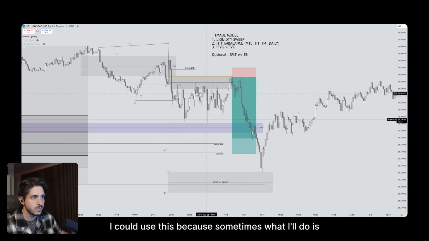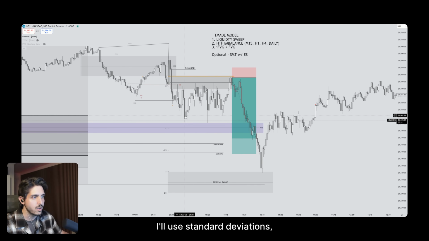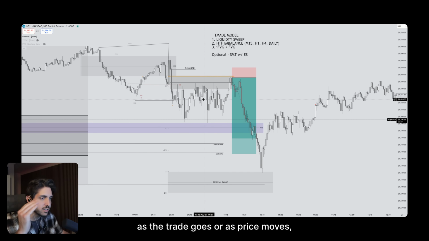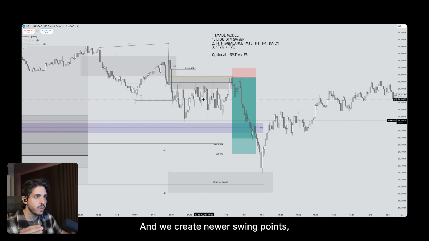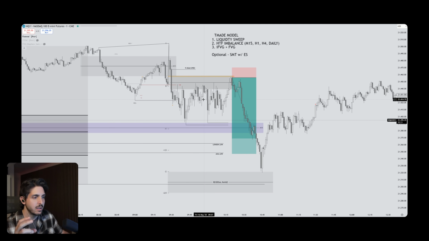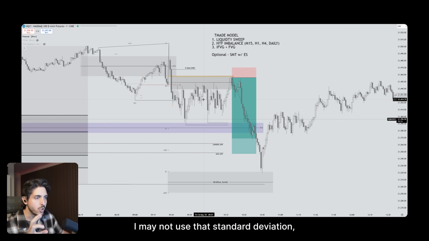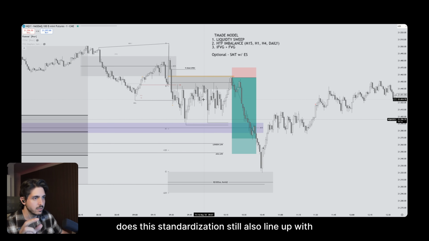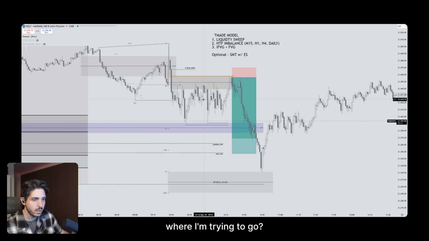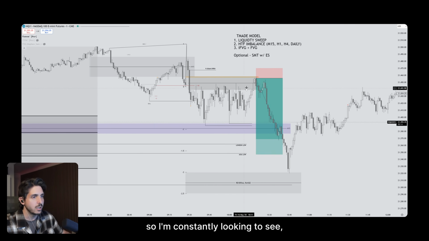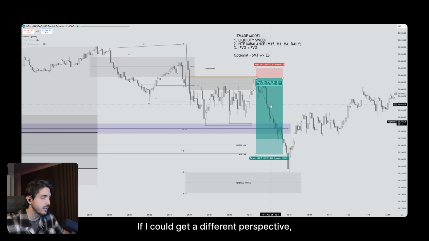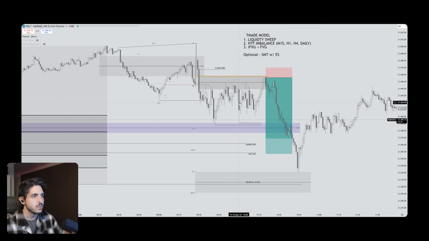I could use this because sometimes what I'll do is I'll use standard deviations as the trade goes, as price moves and we create newer swing points. I'll just see where it lines up. I may not use that standard deviation, but I'm going to see, okay, does this standard deviation also line up with where I'm trying to go? So I'm constantly looking to see, as price moves, if I could get a different perspective on where it could go to.